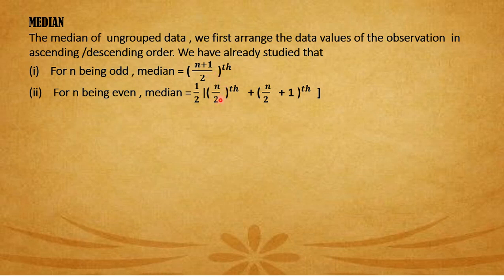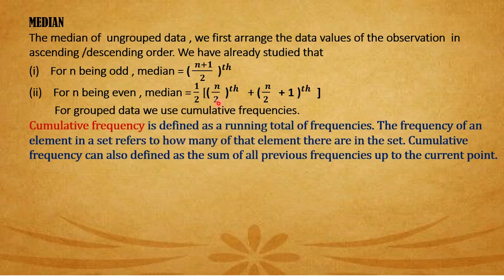What about the median when the data is grouped? For grouped data, we use the cumulative frequencies. Here, the cumulative frequency is defined as a running total of frequencies. The frequency of an element in a set refers to how many of that element there are in the set. Cumulative frequency can also be defined as the sum of all previous frequencies up to the current point.